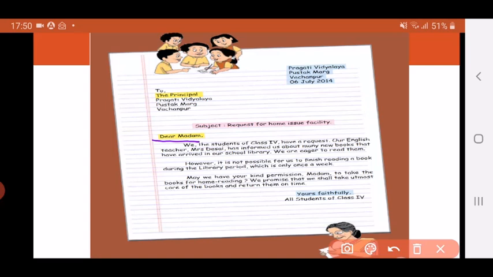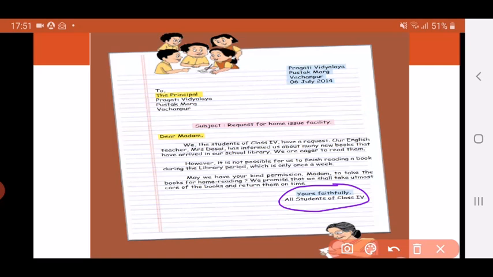So children, can you see how well they have written? They have used words like may we, promise. So they are requesting, and it's written in very short. You don't have to write too much in the letter. It should be to the point. And when they finished writing the letter, how do they end it? Yours faithfully, because she is the principal.